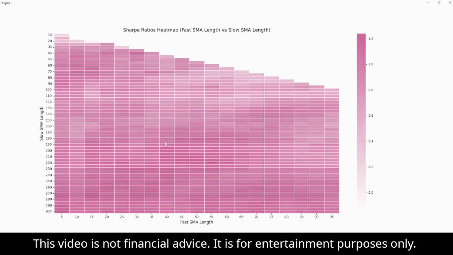So now you know how to choose your length of the fast simple moving average and the slow one for this crossover strategy, long only here.